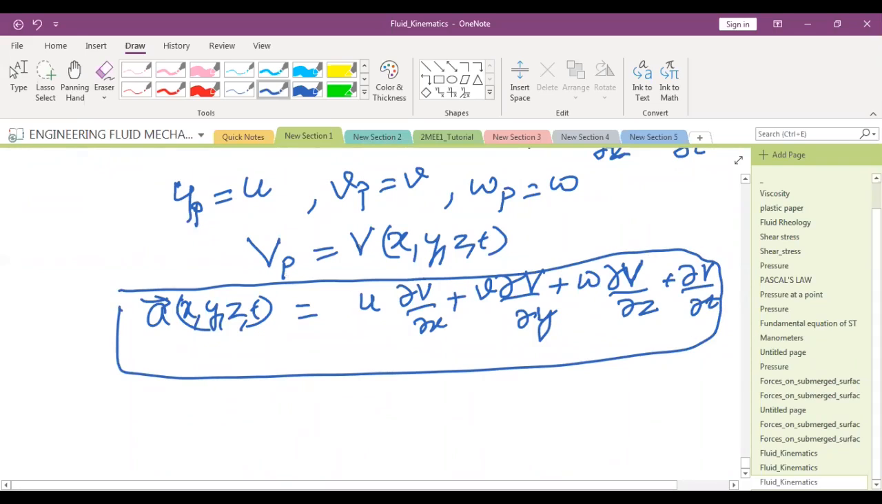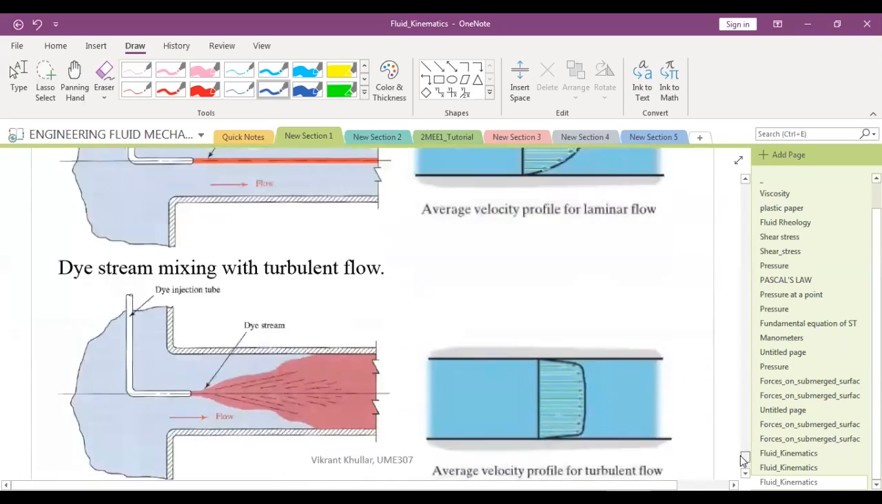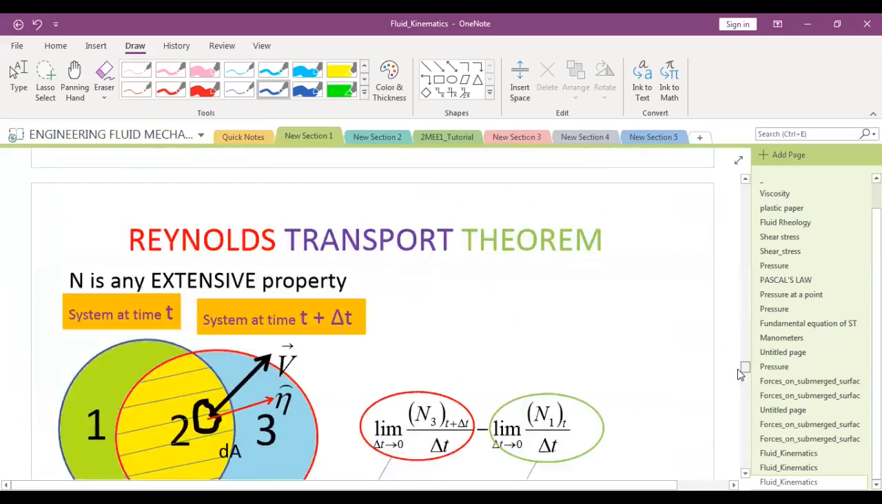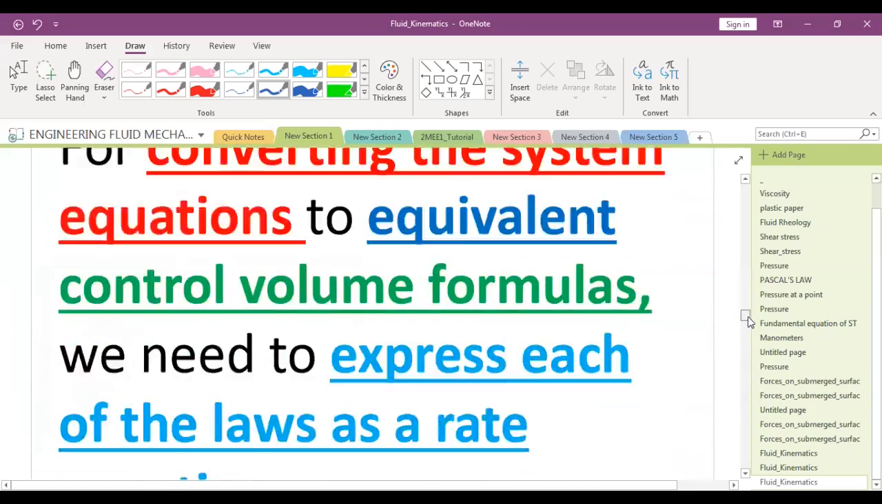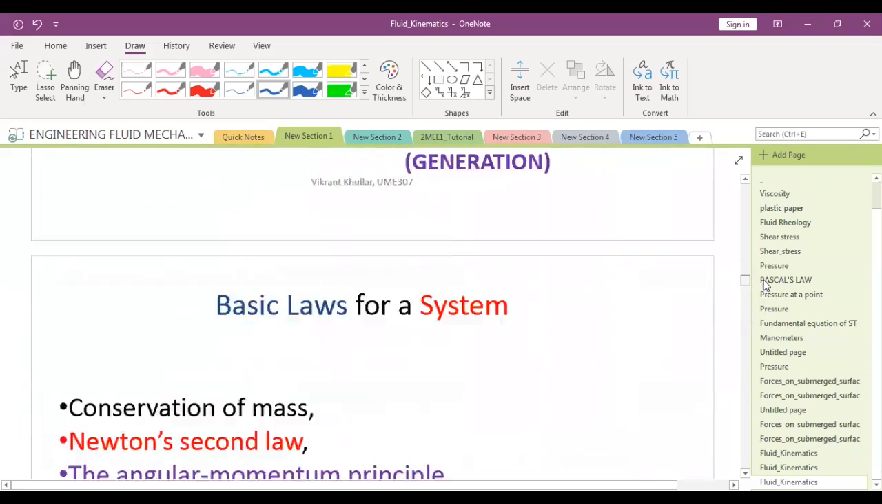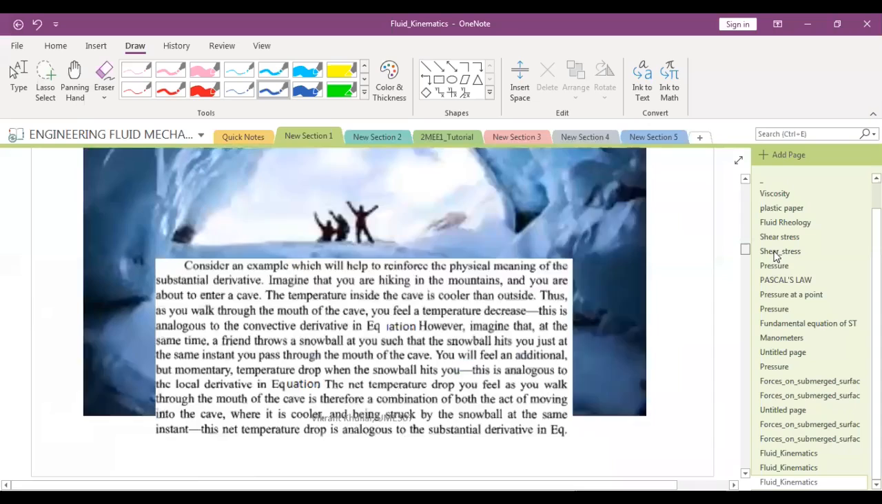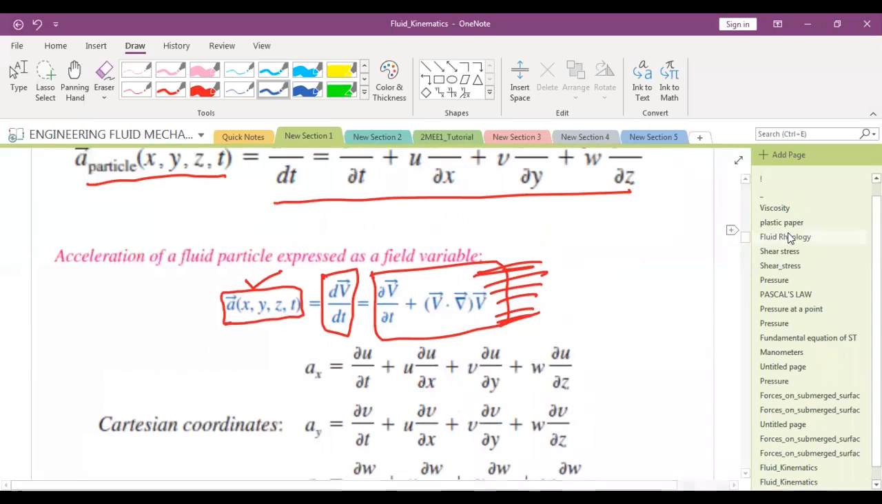Capital V is the total velocity. Small u, small v, small w are the velocities in x, y and z directions. Any doubts to anyone? Now this can be written down in the format you were mentioning, the blue one. How can you write this in that format? Say this was the equation. So what does that mean now? This expression, can you open this up?